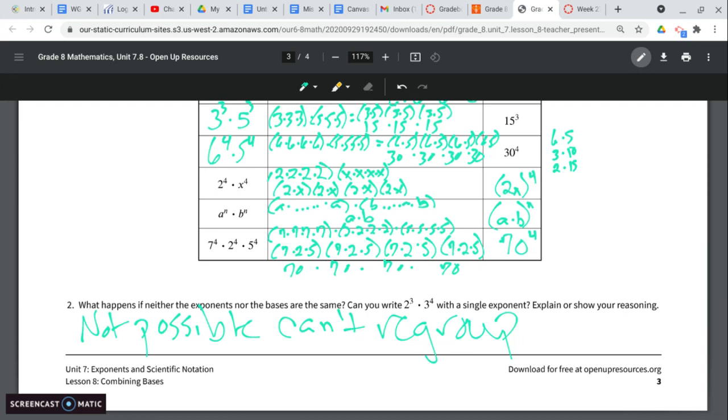Okay, so your keyword for this lesson is multiply, because this is all about multiplying these different bases with the same exponent together. If you guys have any questions, feel free to ask.